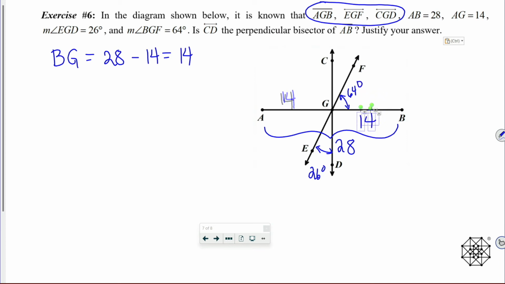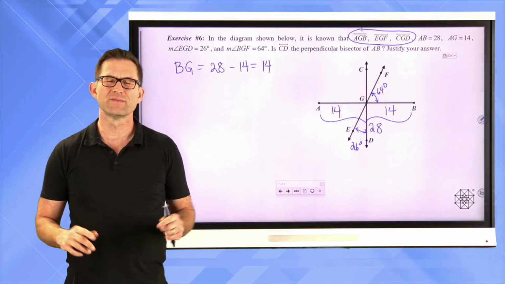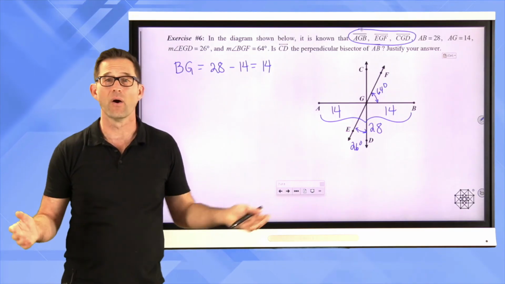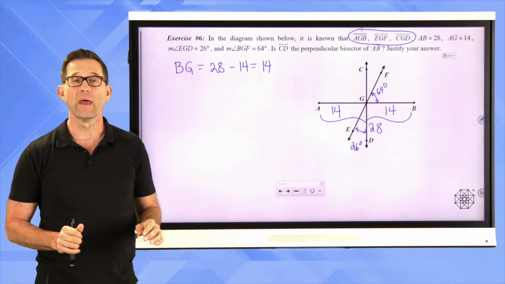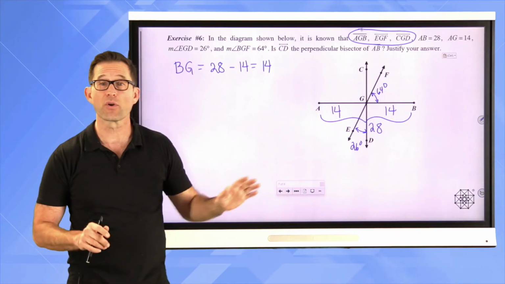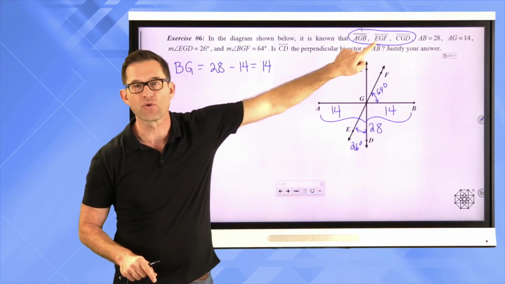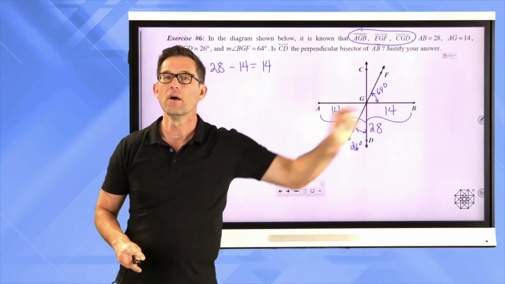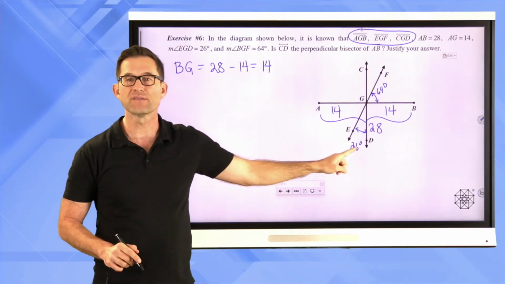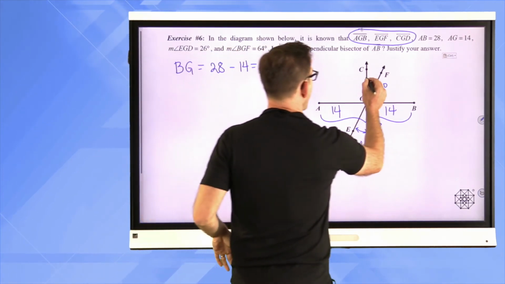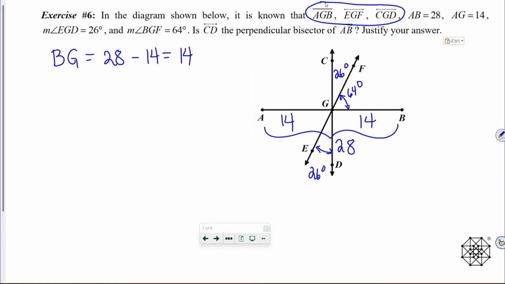I'll bring this 14 down here and this 14 down here so that it's not in our way. All right. Well, what does that tell us? I got an angle down here, I got an angle up here. Well, one thing that we can do now is use vertical angles. And we can use vertical angles because we know these things are straight lines. So if that is 26 degrees here, then the vertical angle to it up here is also 26 degrees.